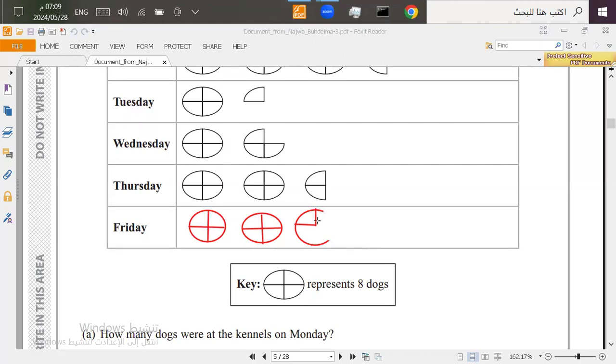Now I'm gonna erase this part like this, okay? And by that I have a quarter that represents 2 dogs. So when you count them, these are 8. 8 plus 8 is 16. Plus 2, 17, 18 dogs. And this is how you draw a pictogram for 18 dogs. Now let's move on to the next question.